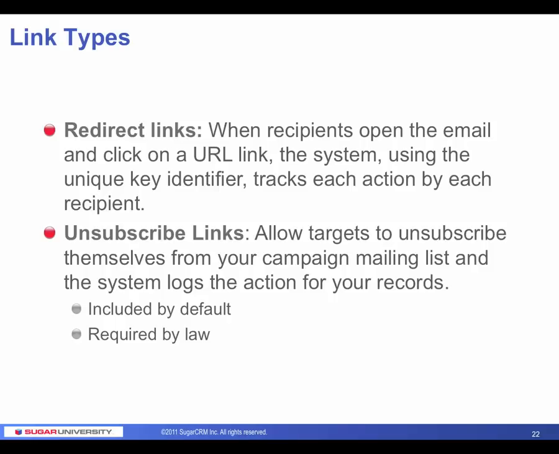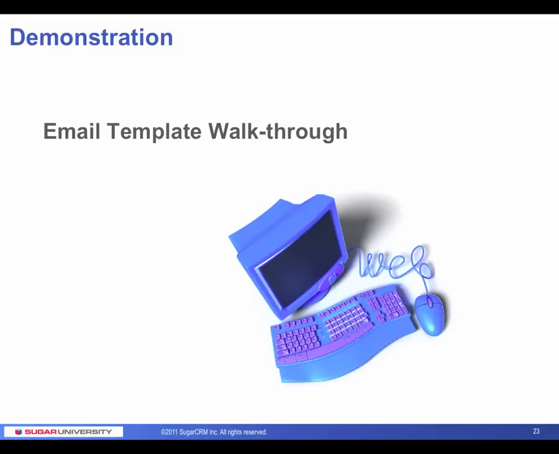With unsubscribe links, targets can unsubscribe themselves from your campaign mailing list. You can embed an unsubscribe link in a tracker URL. When targets click on that URL to unsubscribe from your campaign emails, the system logs the action for your records.